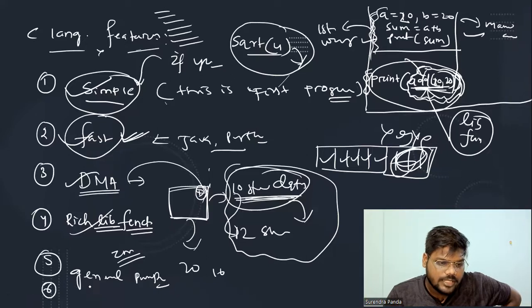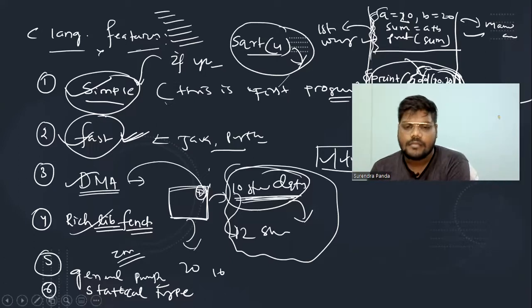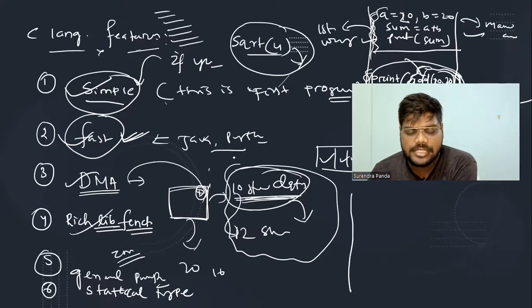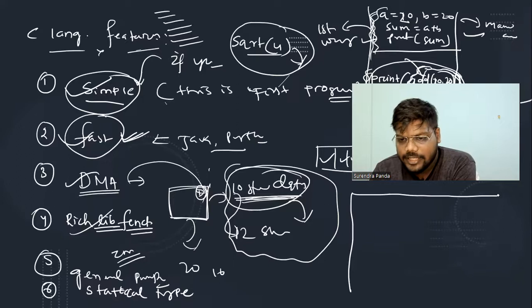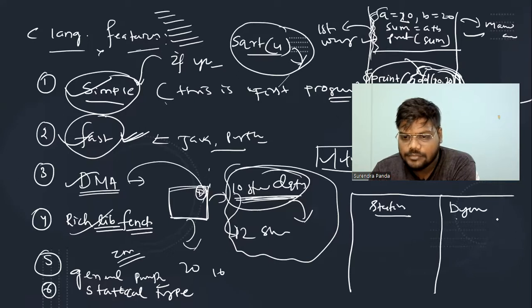The next one is that C is statically typed. Sir, what is the meaning of statically typed? Observe. Python is dynamically typed. C is statically typed. So what does statically typed mean? Here I'm going to explain statically typed as well as dynamically typed.